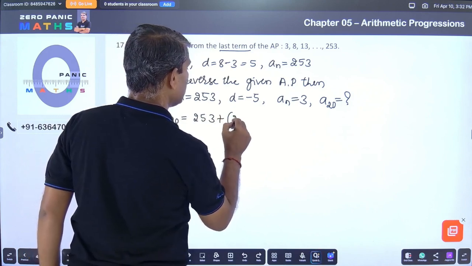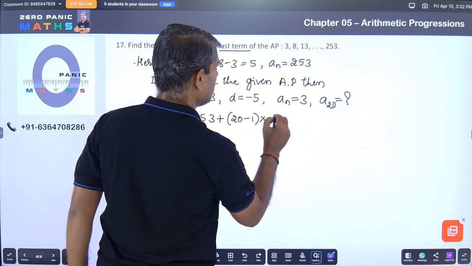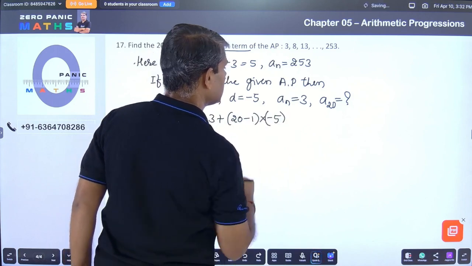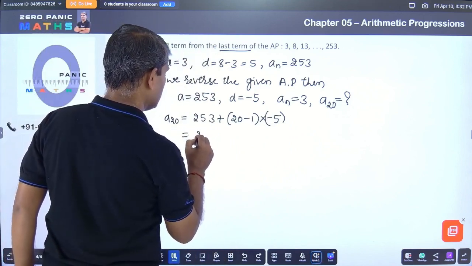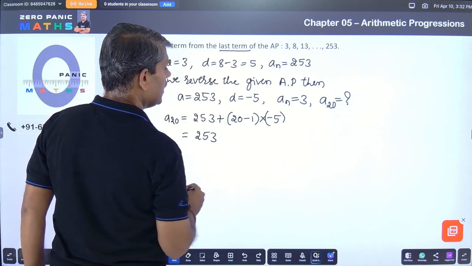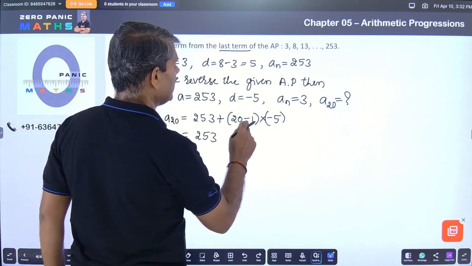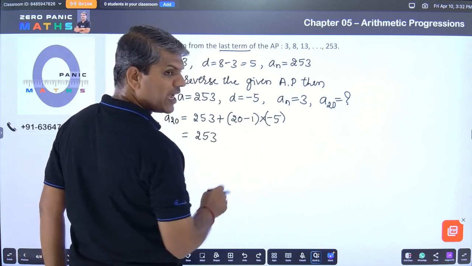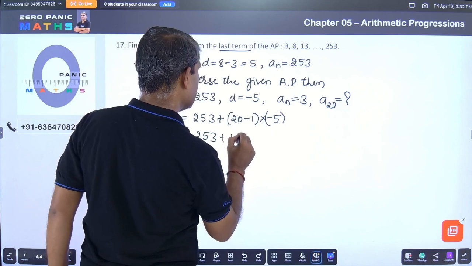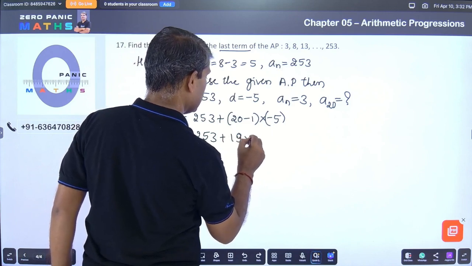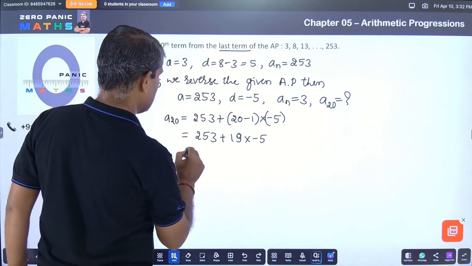What is n minus 1? That is 20 minus 1, into minus 5, right? It is the d value. Let us write, what is this? 253 and 19. 19 fives are, what is that? Let me write that 19, and minus 5, remember that is minus 5.